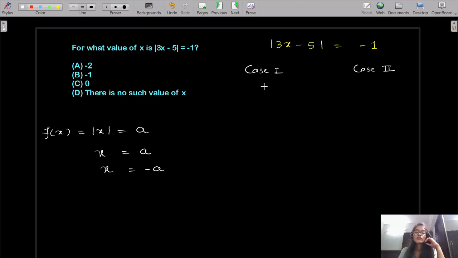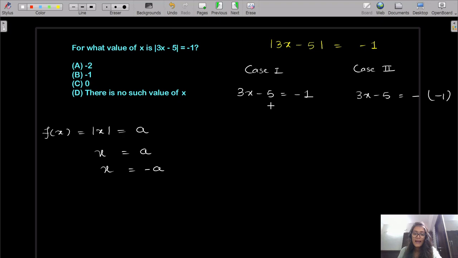Okay, so these are the two cases that we'll make. Now we will remove the absolute value, so we'll get 3x minus 5. So this will be equal to whatever you have on the right hand side. First write that, and in the second case 3x minus 5 is equal to negative of whatever you have on the right hand side, so negative of negative 1. Now you will just simply solve these two equations.